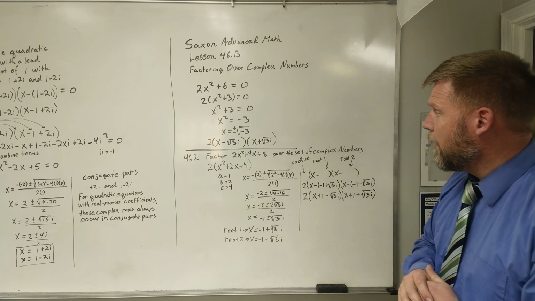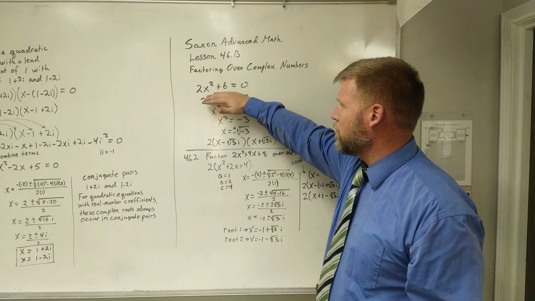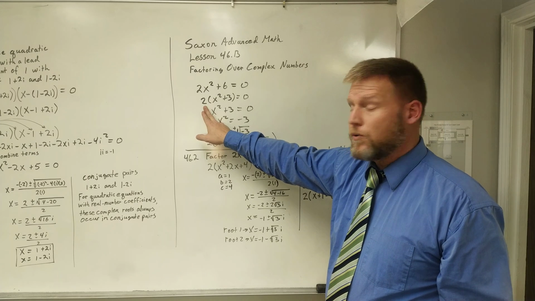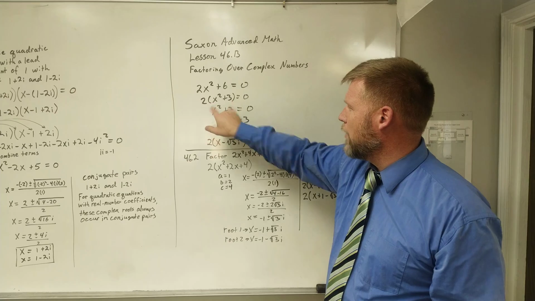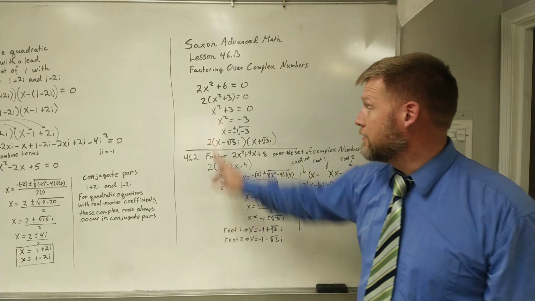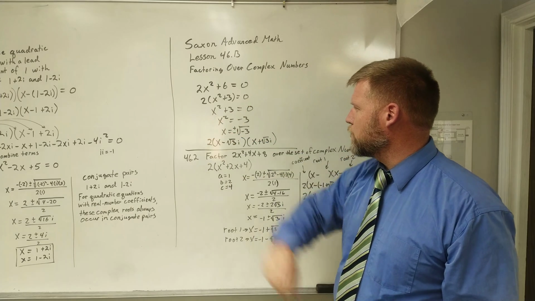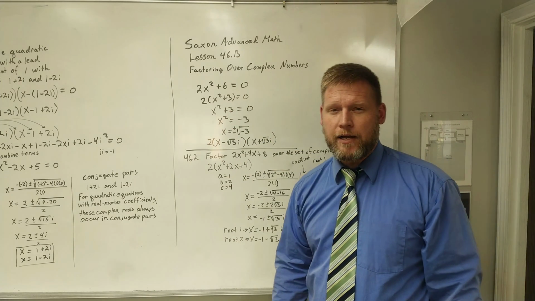So if I had 2x squared plus 6 equals 0, and I factored a 2 out of both terms, I end up with the 2 out the front, and 2 divided by 2 is 1, and 6 divided by 2 is 3, so I have 2 multiplied by x squared plus 3 equals 0. If I divided both sides by 2, I'd end up with x squared plus 3. Move the 3 to the right, that gives me x squared equals negative 3.